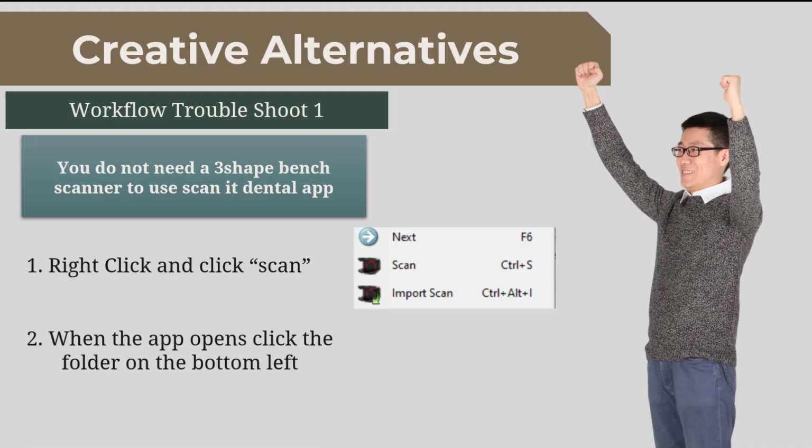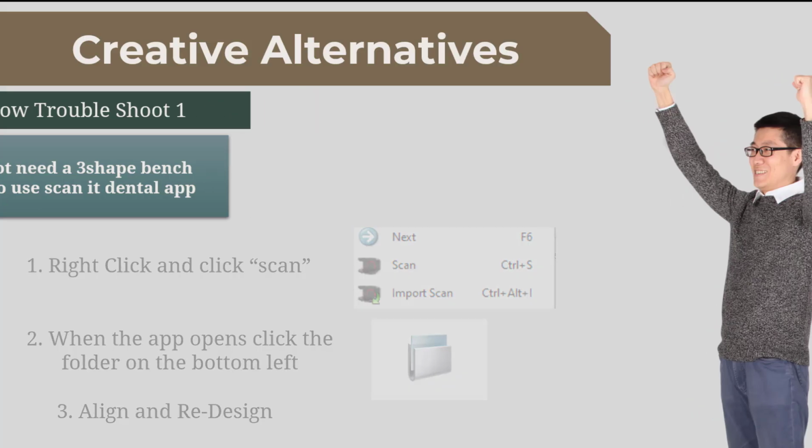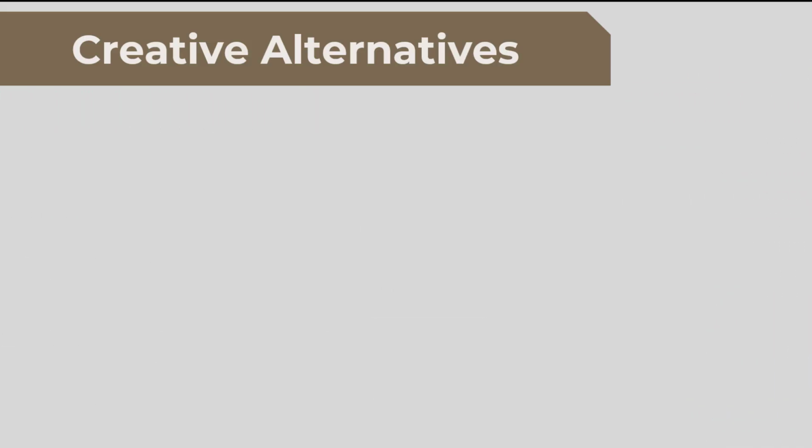So you're going to right click, you're going to click scan, and it's going to open the scanning app. And when it does, there's going to be a little folder on the bottom left. That's what this little image is. It's of a folder. And when you click on that, you're going to be able to import whatever bite scan you have. So maybe you have a Trios bite scan of the new bite, or maybe you have a different bench scanner and you scanned in the new bite. As long as you have a file of your upper and your lower and they are in the new bite, we can import that in. And then we're going to align it all and we're going to redesign it. So let's walk through this together.